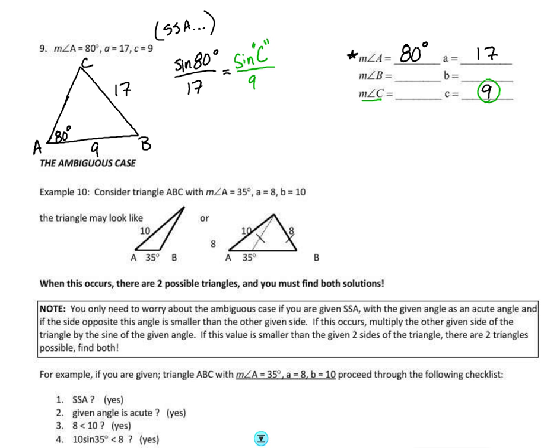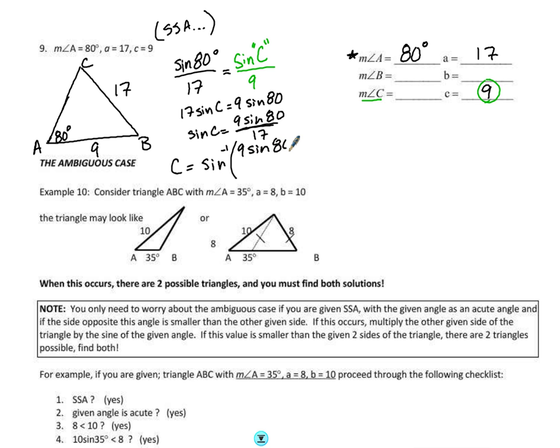And when I do that, I end up with 17 times the sine of C is equal to 9 times the sine of 80 degrees. And then when I divide by 17, I get sine of C is equal to 9 sine of 80 degrees over 17. But I've got to do trig inverse to find the angle. So when I take the sine inverse of sine, that just equals my angle C. And I'm going to take the sine inverse of 9 times the sine of 80 degrees all over 17.